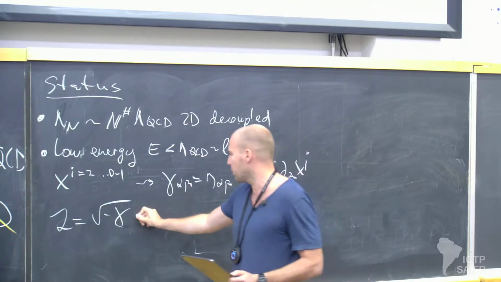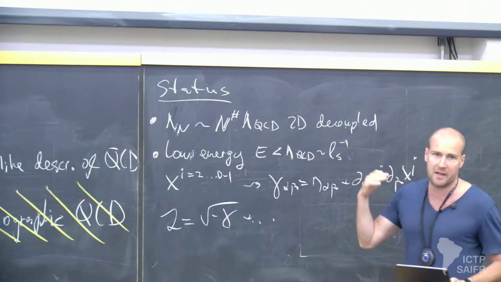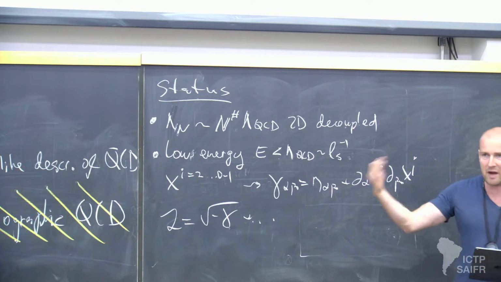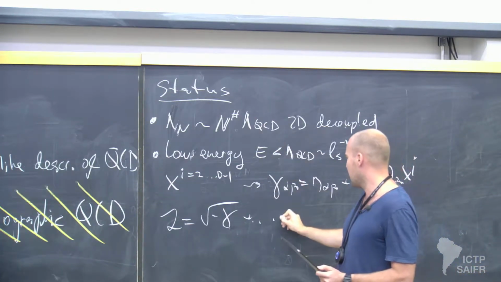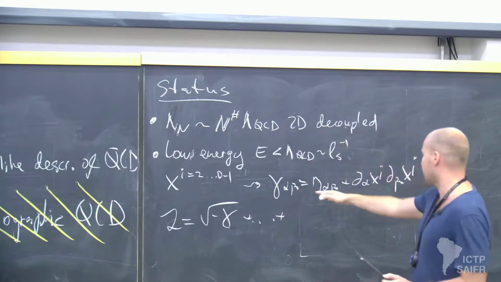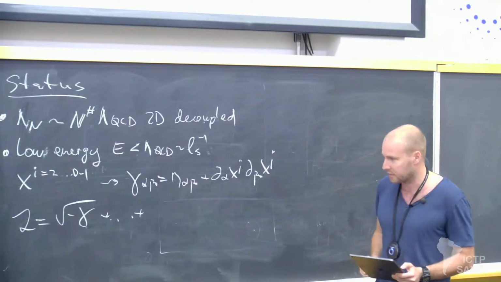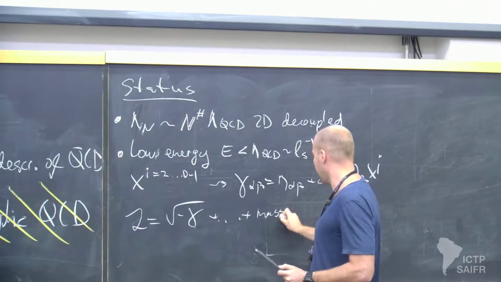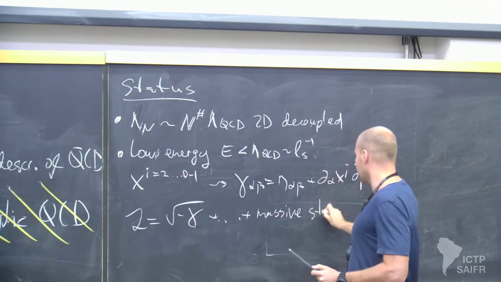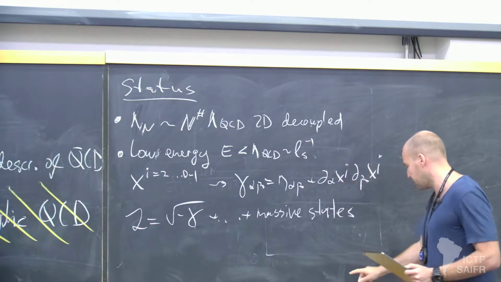Okay, and then there are higher order terms, and we also understand how to introduce massive particles that are non-universal but can also live on the worldsheet. And again, they couple covariantly to this metric. Okay, this is the prescription, plus massive states that will become important at some point.